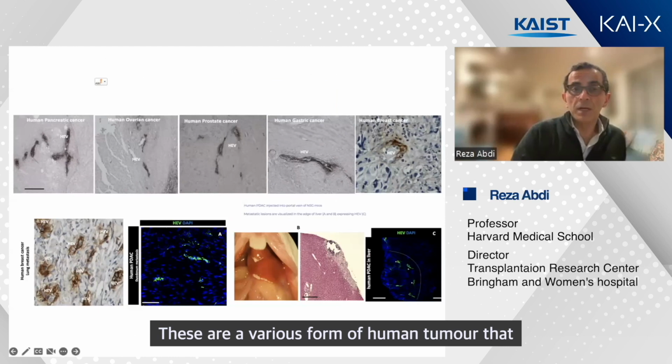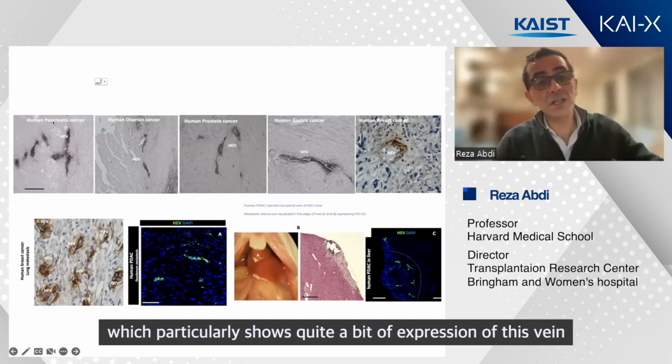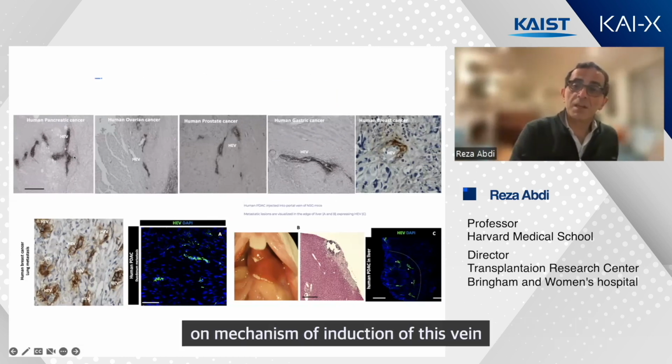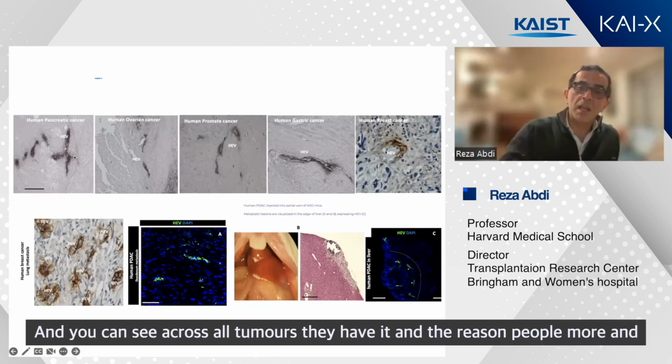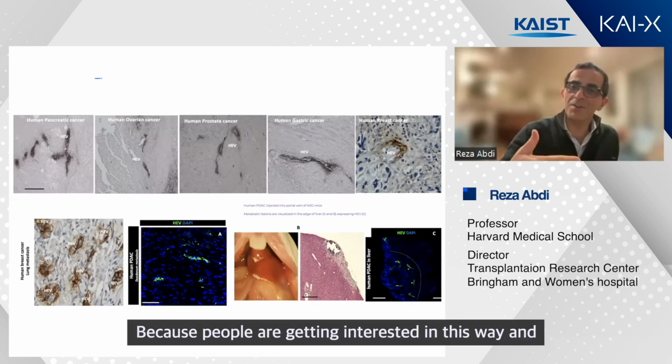These are various forms of human tumor that you can see this way. This is a pancreatic tumor, which particularly shows quite a bit of expression of this vein. For some reason, we're trying to figure out. We have a paper with Pilhan specifically on the mechanism of induction of this vein. And you can see across all tumors, they have it. And the reason people are more and more becoming aware of it is because they put antibody to it, right? Because people are getting interested in this vein.